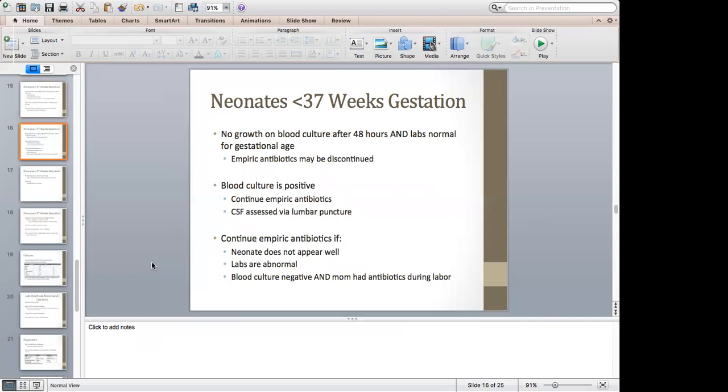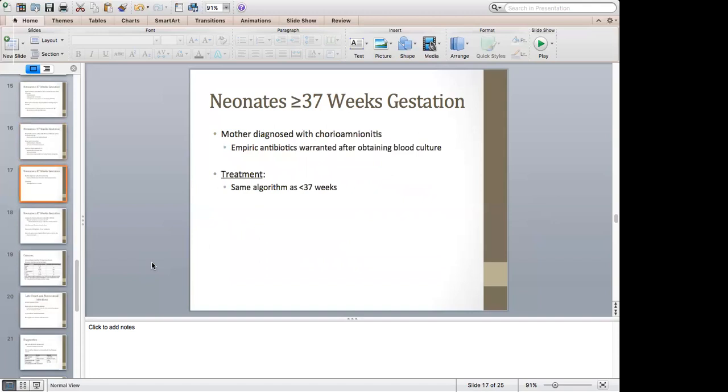If there's no growth on the blood culture after 48 hours and the labs are normal for their gestational age, you may discontinue the empiric antibiotics. If the blood culture is positive, you want to continue the empiric antibiotics and also obtain a cerebrospinal fluid culture via lumbar puncture. Further, you want to continue empiric antibiotics if the neonate doesn't look well, if the labs are abnormal, and also if the blood culture is negative and the mom had antibiotics during labor.